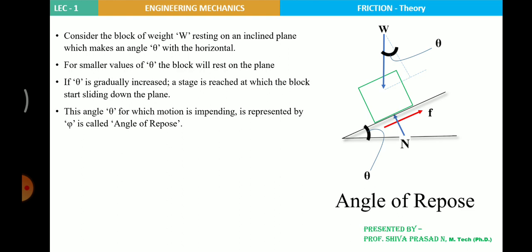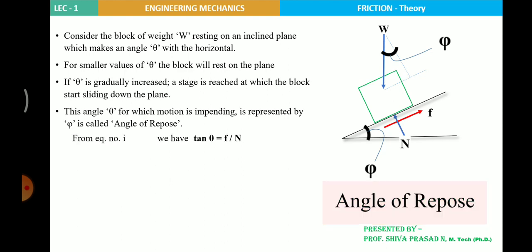So this angle theta for which the motion is impending, that is, the block will begin to move, is represented by phi, and this phi is called the angle of repose. So that means to say, for any block kept on an inclined surface, on increasing the angle of inclination, when the block is on the verge of sliding, a stage described as the motion is impending, at this stage the maximum angle of inclination is referred to as the angle of repose.